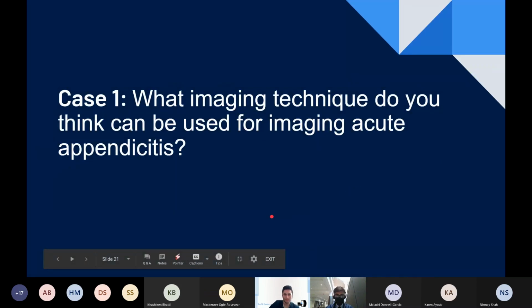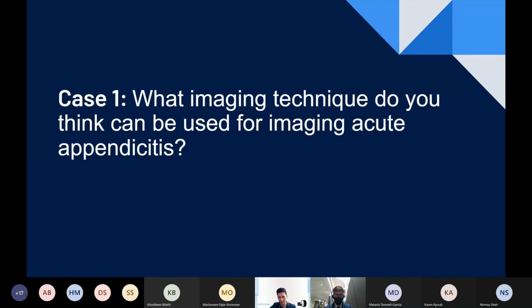So here's our first question. What sort of imaging technique do you think can be used for imaging acute appendicitis? And let's go over what this means. So we've talked about MRI, X-ray, CT, and the different subtypes of all these imaging modalities. And we want to image acute appendicitis. So where is the appendix? It's in the abdomen. And acute appendicitis is an inflammation, essentially. So you're looking at soft tissue that's enlarged or inflamed in the abdomen. So there's a hint for you.